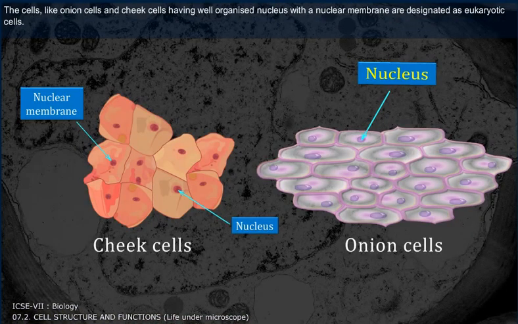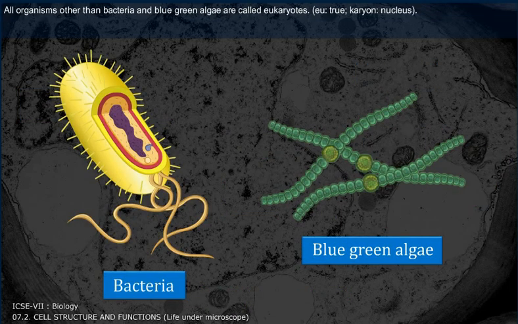The cells, like the onion cells and the cheek cells, having a well-organized nucleus with a nuclear membrane, are designated as eukaryotic cells. All organisms other than bacteria and blue-green algae are called eukaryotes. Eu, true; karyon, nucleus.